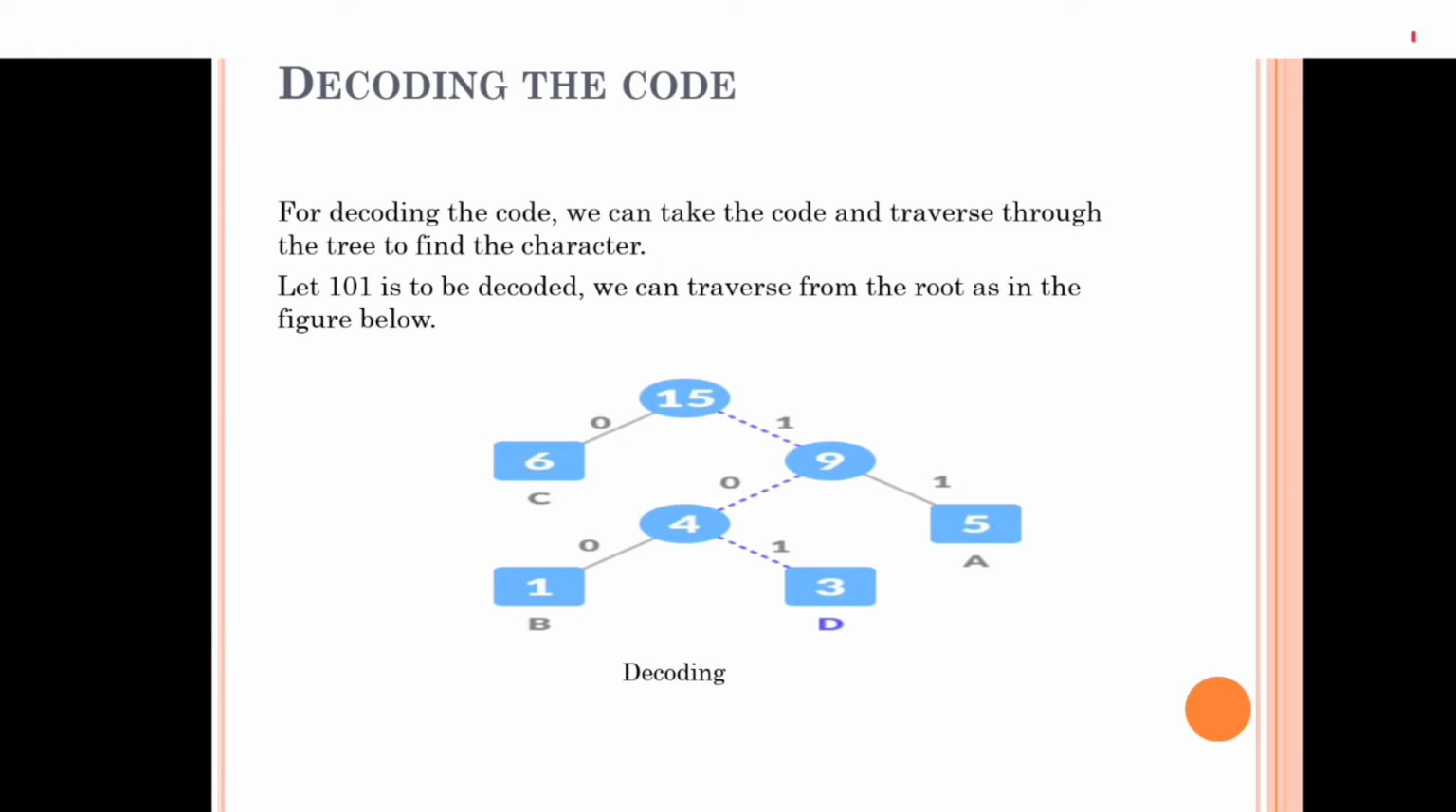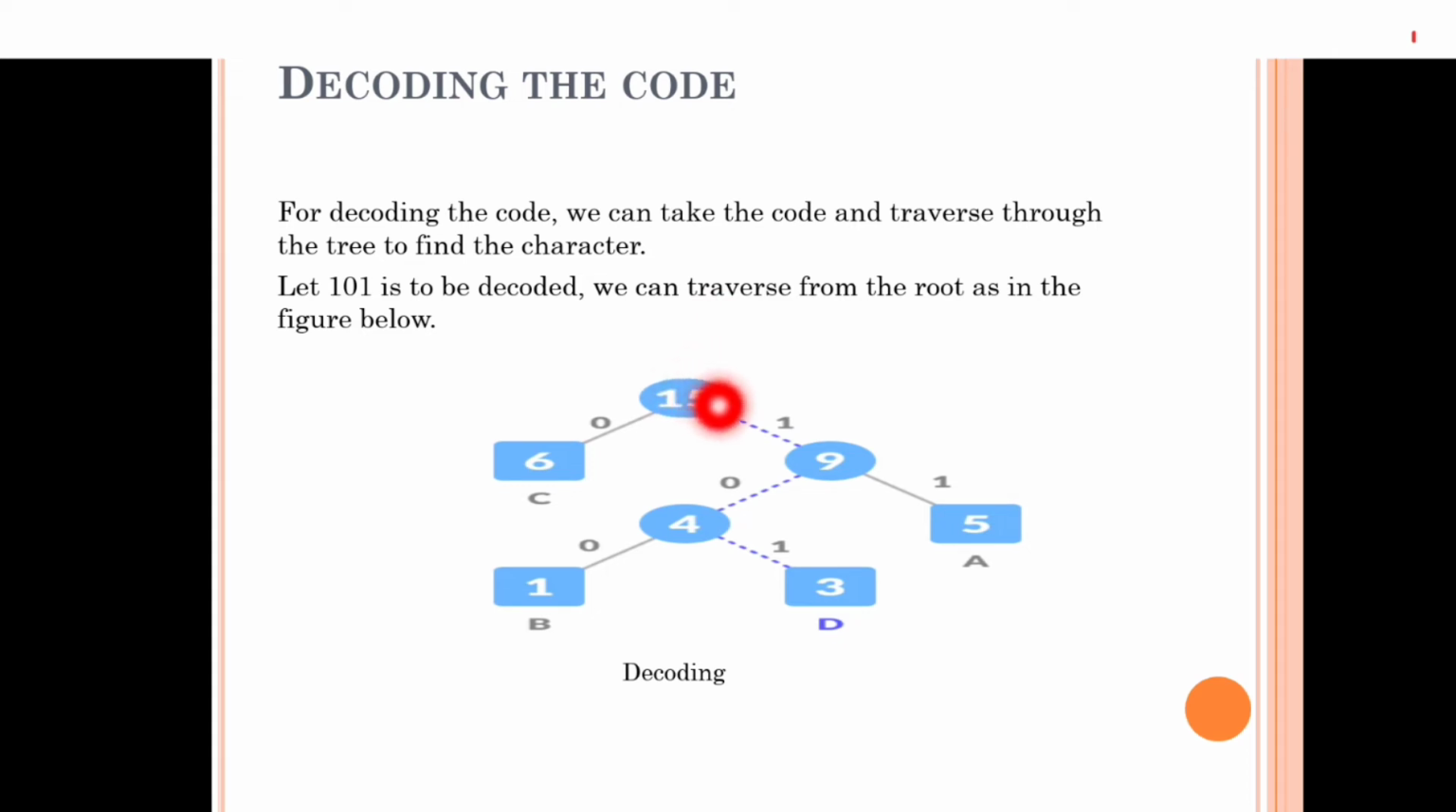Now I will explain how decoding is done. For decoding the code, we can take the code and traverse through the tree to find the character. Let 101 be decoded. We can traverse from the root as given in the figure below. So if we want to search for D, here it is, character D. So we can start from the root, then go towards the D.